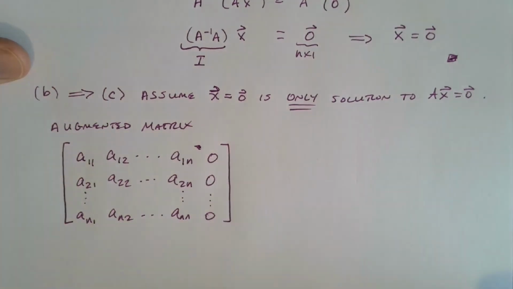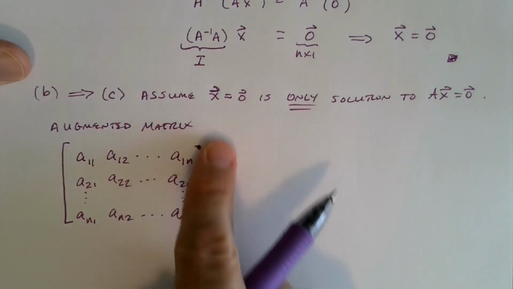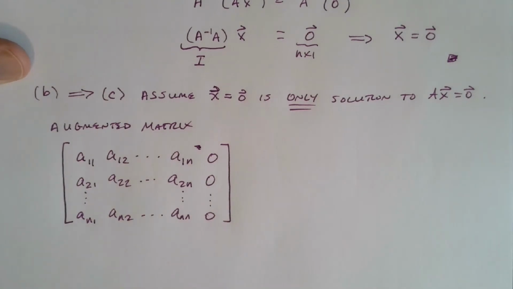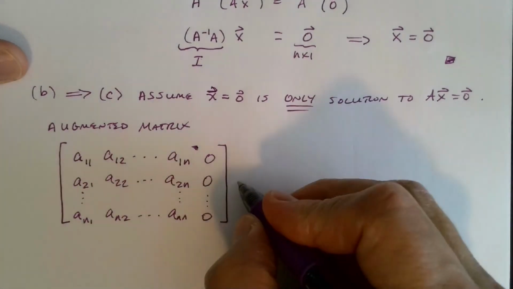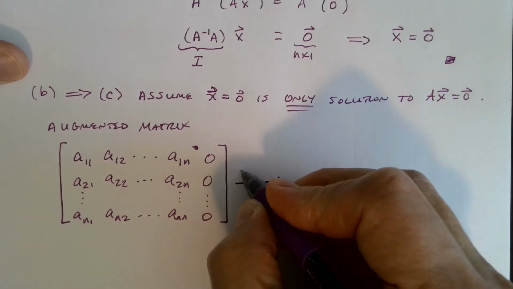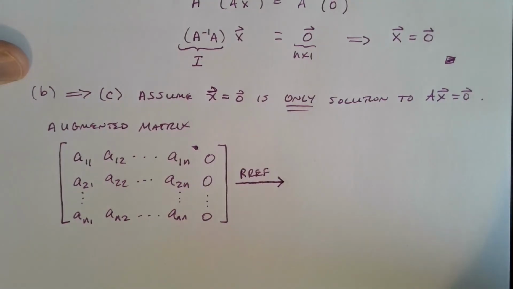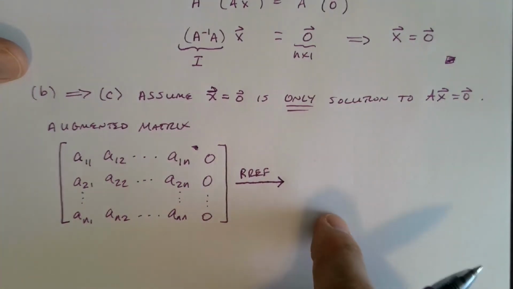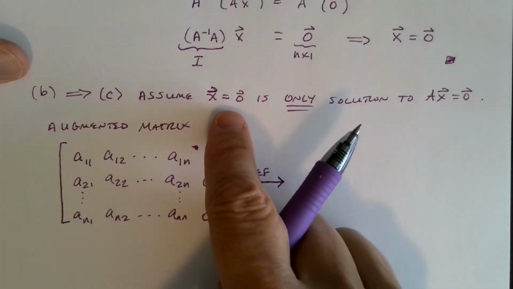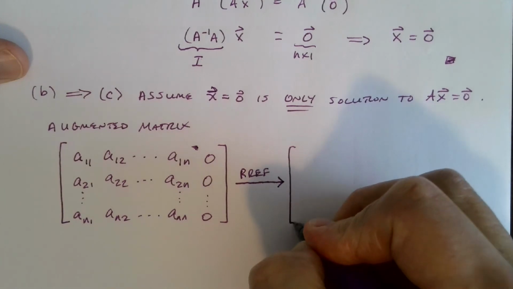All right, there's my augmented matrix for the system. This would be the coefficient matrix, and there's my constants added on. Now, what do we do to solve the system? We would use Gaussian or Gauss-Jordan elimination, and we're going to put this into the reduced row echelon form. Okay, but I submit to you that we already know what that's going to look like, because we're assuming that x equals 0 is the only solution. What would that look like if x equals 0 were the only solution?